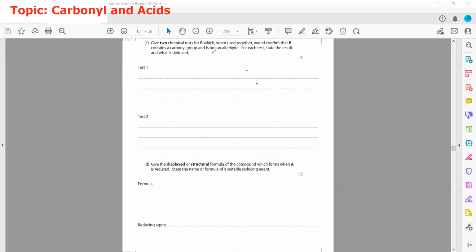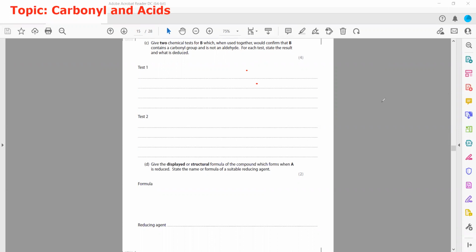Give two chemical tests for B which, when used together, would confirm that B contains a carbonyl group and is not an aldehyde. It has a carbonyl group, but it is not an aldehyde. For each test, state the result and what is deduced.